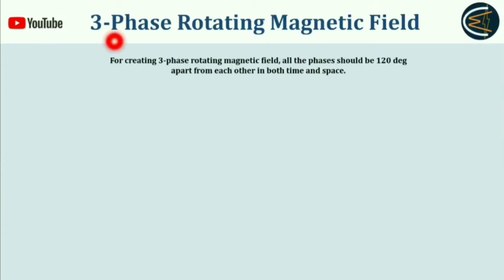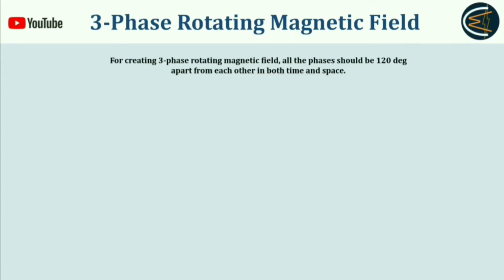So in this video lecture, I'll be discussing the three-phase rotating magnetic field. Here we will see why the three-phase magnetic field rotates, or why it is rotating in nature. So let's start. For creating a three-phase rotating magnetic field, all the phases should be 120 degrees apart from each other in both time and space.